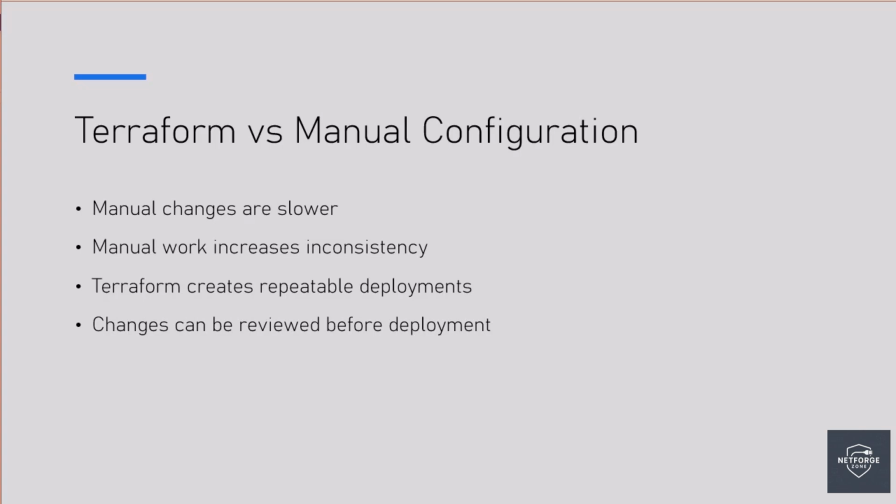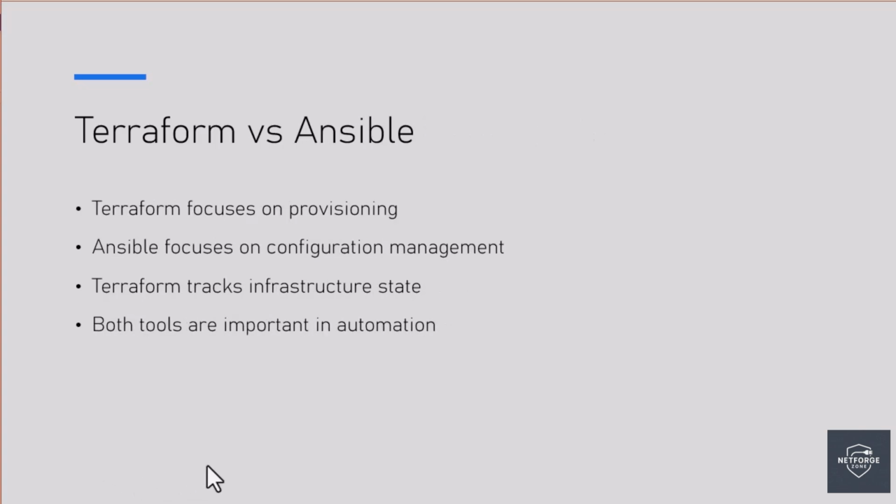And also changes could be reviewed, and this means that you can have multiple versions of the configuration. You can see what has changed over time, and this is going to be added to the documentation that you have as well. So that is what you do when you use this kind of tools in your network. The other thing is a comparison between Ansible and Terraform.